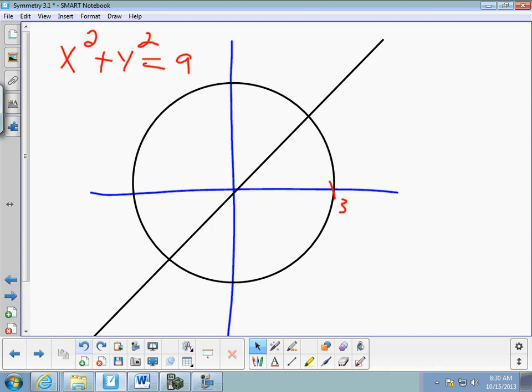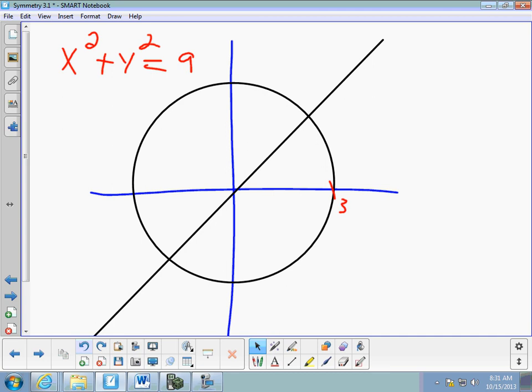Is it symmetric with respect to the line y equals x? Well, here's the equation. That's the equation, of course, of a circle. The center is at the origin. What's the 9 telling you? How wide it is. What's that called in a circle? Radius. It's the radius, and the radius is 3. It's x squared plus y squared equals r squared. Back to your geometry days. x squared plus y squared equals r squared. The radius is 3.